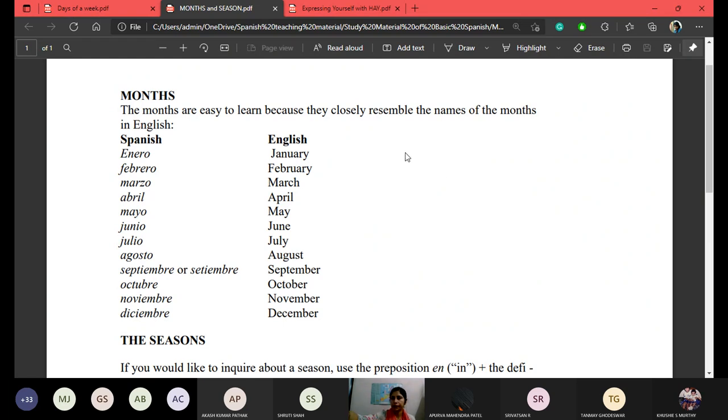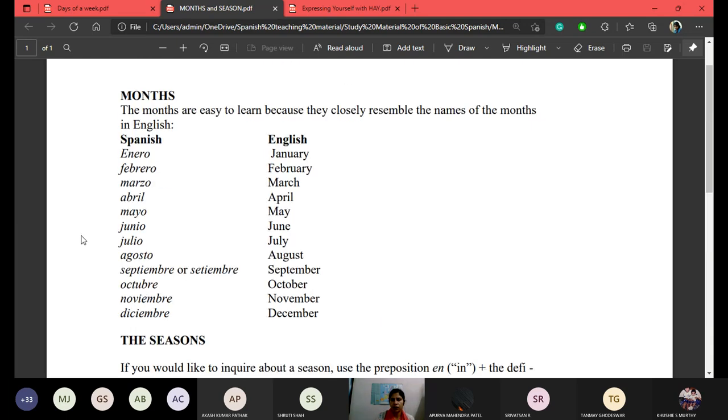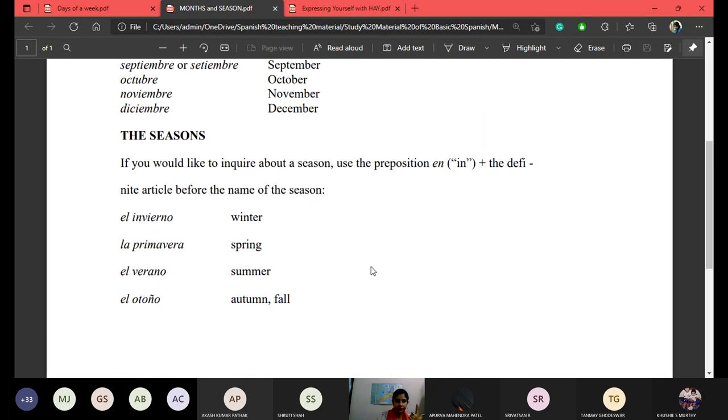Again, there's not much to talk about this. Again, you know how to write the article, and then it starts with small letters.